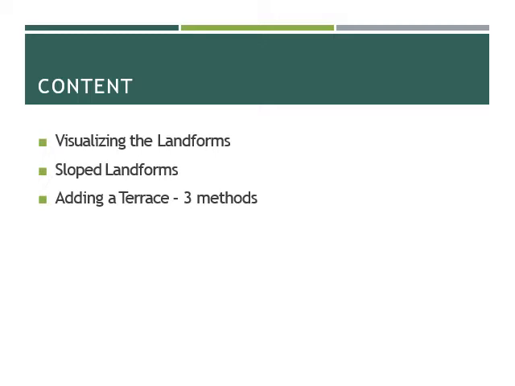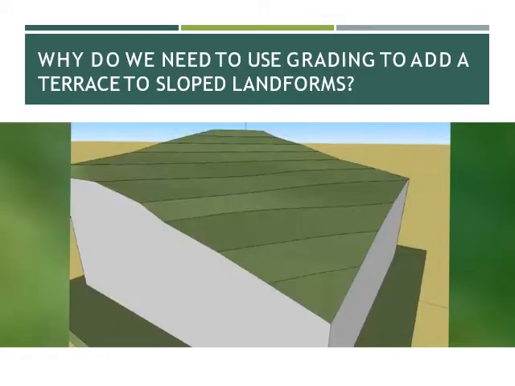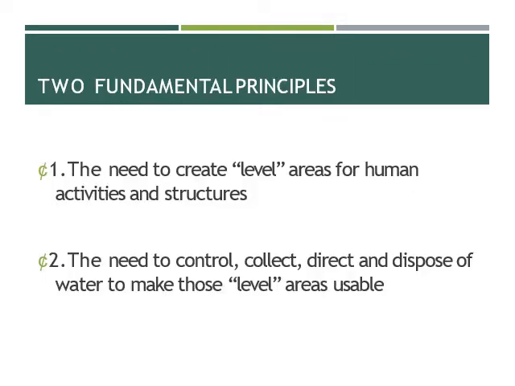And we're going to talk about three different methods that you can use for adding a terrace to a sloped form. So here we have a sloped landform. And we need to add terraces to sloped landforms to make them more usable. We need to make them more usable primarily to accommodate human activities and structures. We also need to control, collect, and direct dispose of water to make the terraces more usable. We'll talk more about that in the semester.